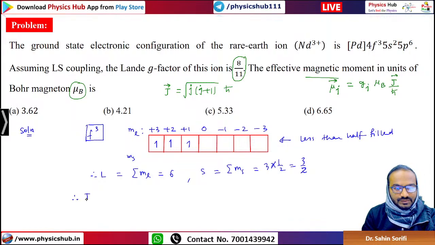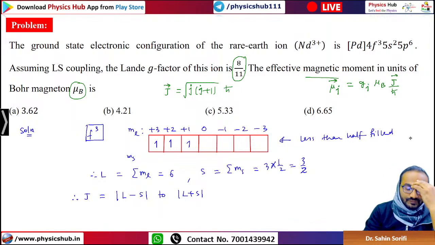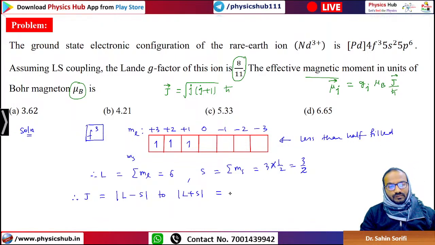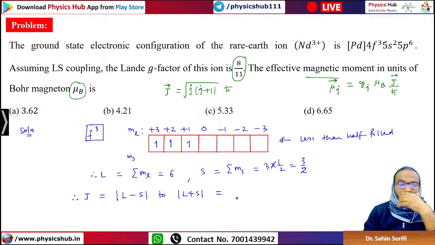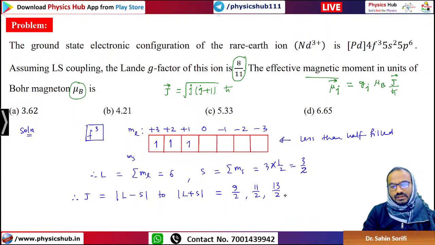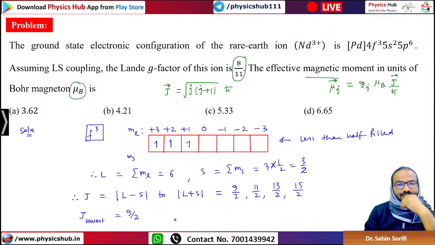Look, the values of J will go from L minus S to L plus S. Less than half filled is normal order, sorry, not inverted. Inverted order is for more than half filled. L minus S: 9 by 2, plus 1, 11 by 2, plus 1, 13 by 2, plus 1, 15 by 2. So for less than half filled, in normal order, the lowest J will lie lowest. So the lowest J, 9 by 2, will be the ground state J value.